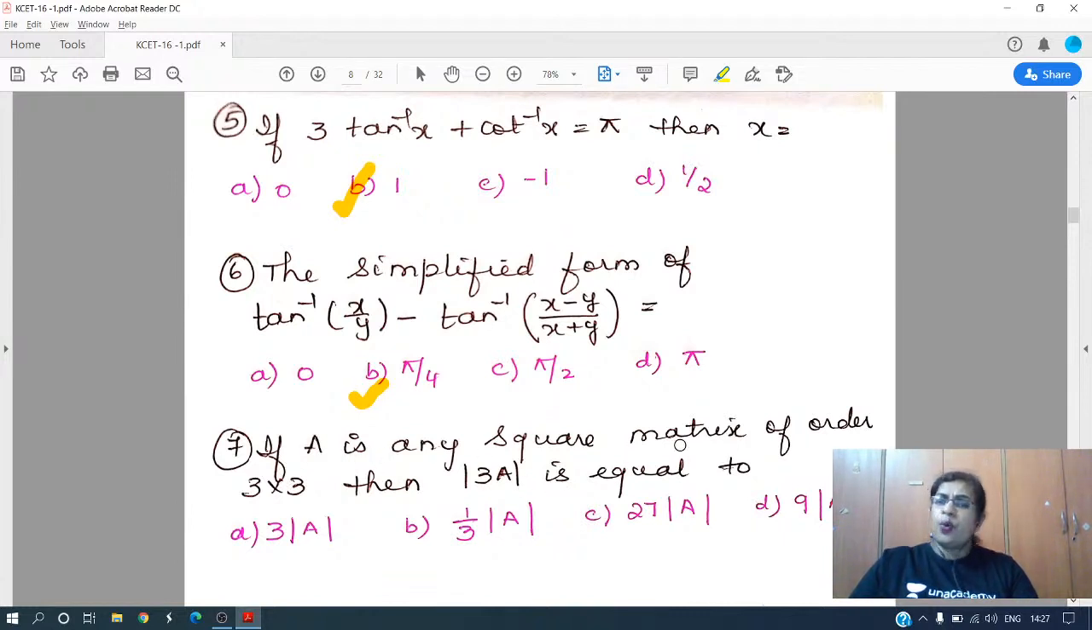Now look at the seventh question. If A is a square matrix of order 3 cross 3. A is a square matrix of order 3 cross 3. So what is a square matrix now? Square matrix means the rows and the columns are equal. How many rows and columns do I have here? It is 3. And they have asked me what is the value of determinant of 3A. Is it 3 into determinant A, or 1 by 3 into determinant A, or 27 into determinant A, or 9 into determinant A?